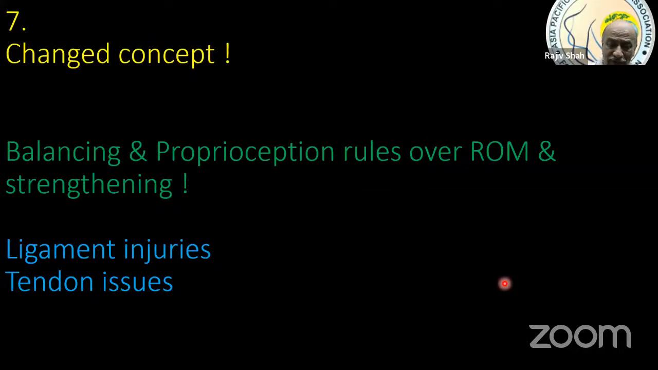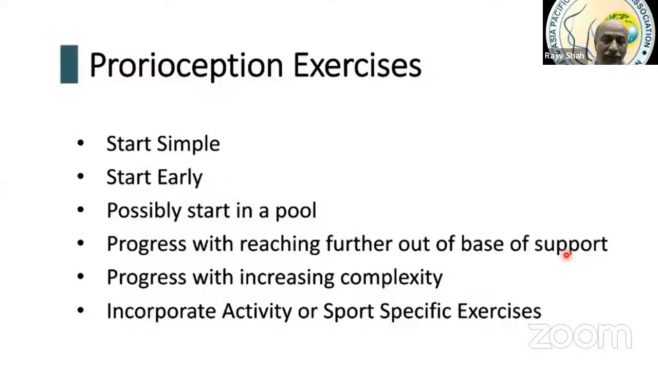Balancing and proprioception, they rule over range of motion and strengthening. If you talk about exercises elsewhere in the body, it is getting the range of motion for a joint and strengthening the muscles. But for foot and ankle, over and above this, you need balancing and proprioception, more so with the ligament injuries and tendon problems, because foot and ankle has the function of locomotion.